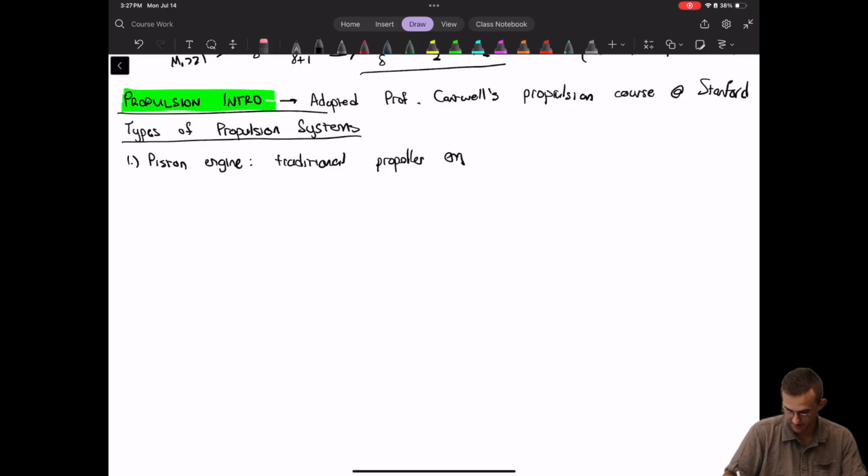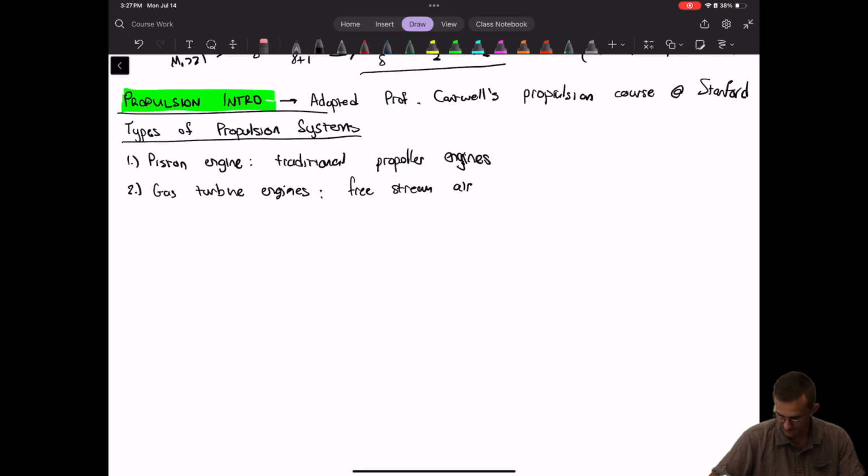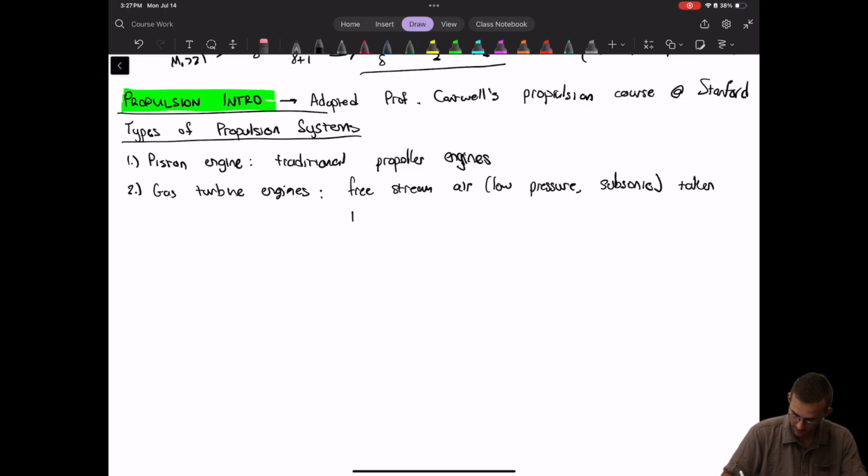Some of the first engines ever produced, as we're first learning how to fly as a species. And then we also have gas turbine engines. This is where you take free stream air, which is low pressure and also subsonic. So we're still operating in the subsonic regime here. And then you take that through the engine.